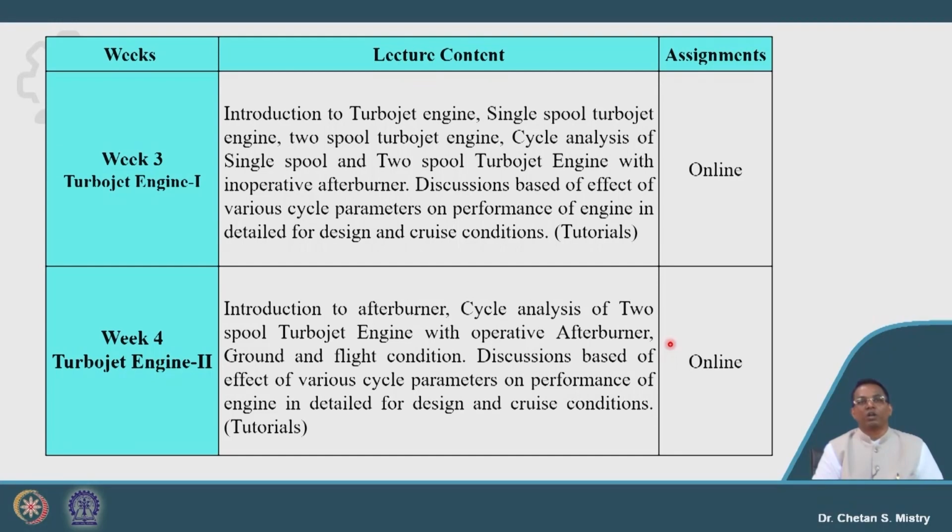both for the ground condition and the flying condition, at different flying speeds. We will also discuss the effect of various cycle parameters on the performance of this engine, both for the design or ground condition and the cruise condition, and we will be solving the numericals. That is what will build the confidence for you. Now, let us begin with this part.